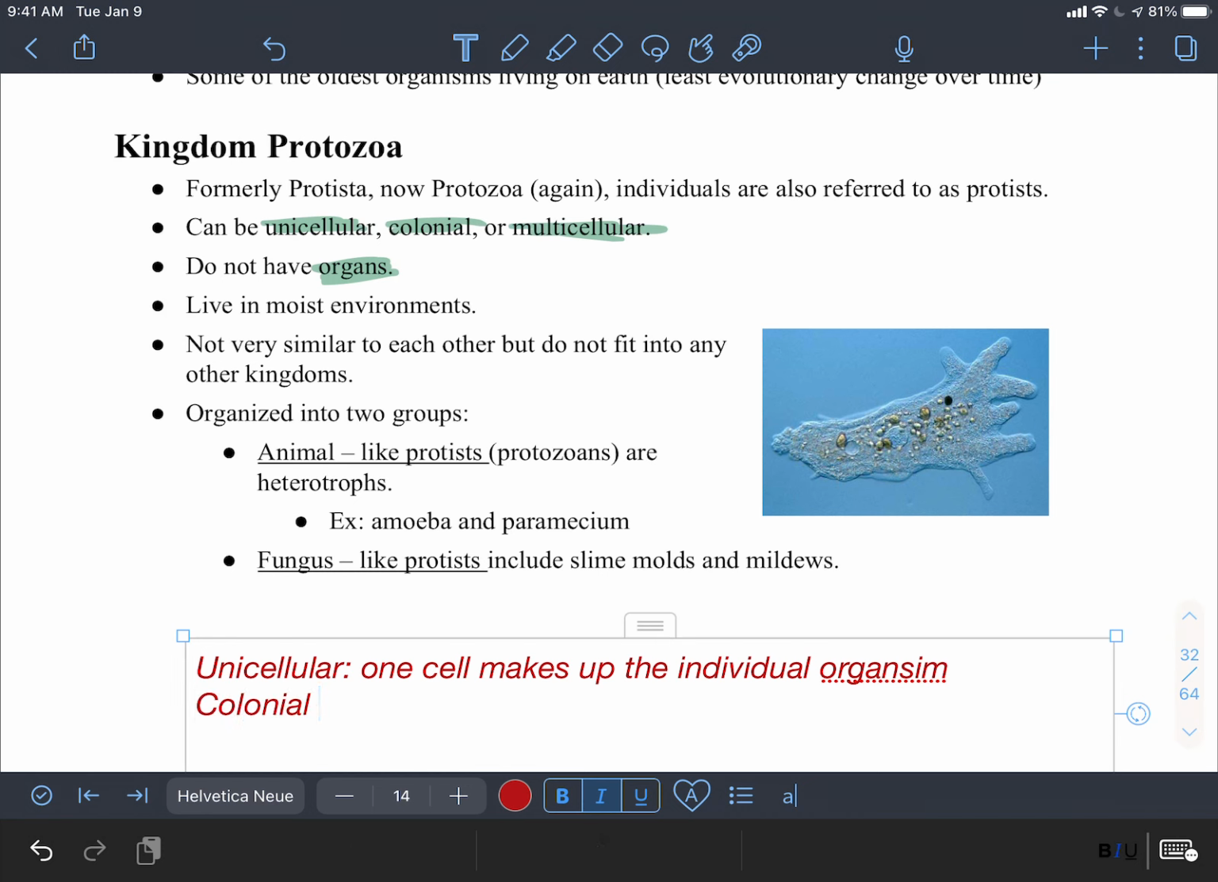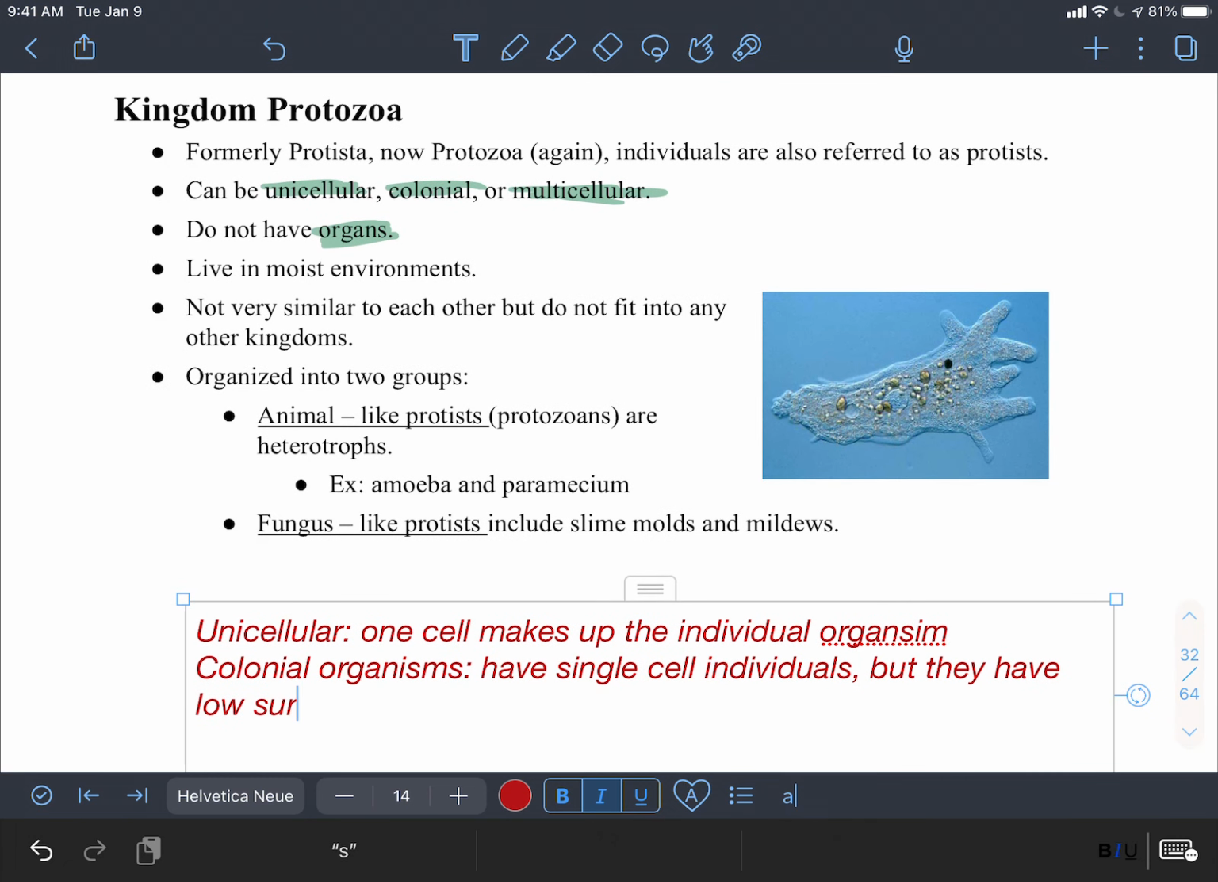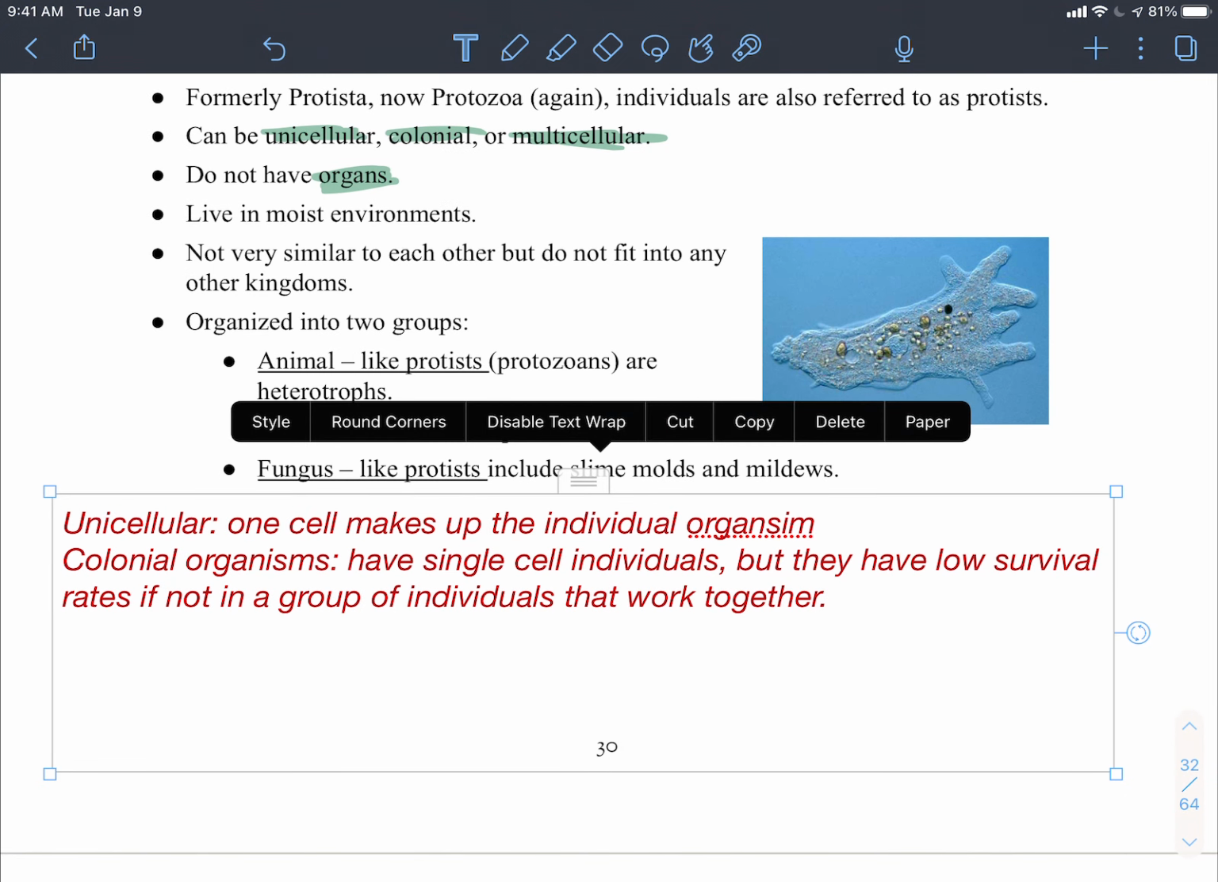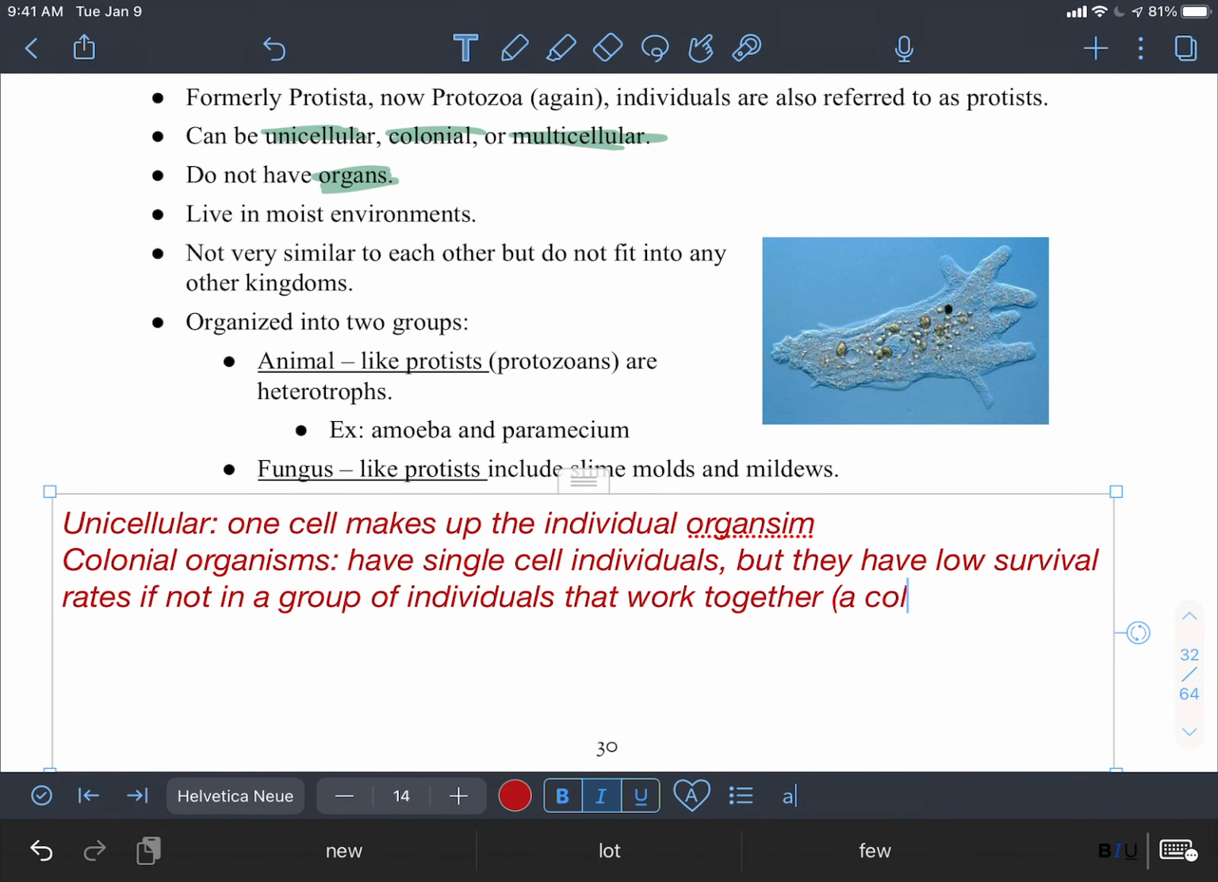Colonial organisms have single cell individuals, but they have low survival rates if not in a group of individuals that work together. So that's a colony.